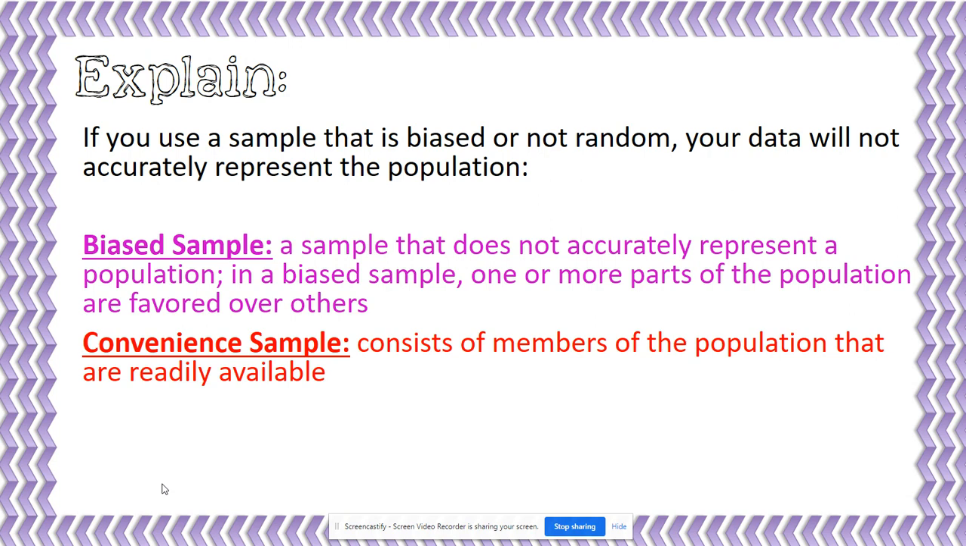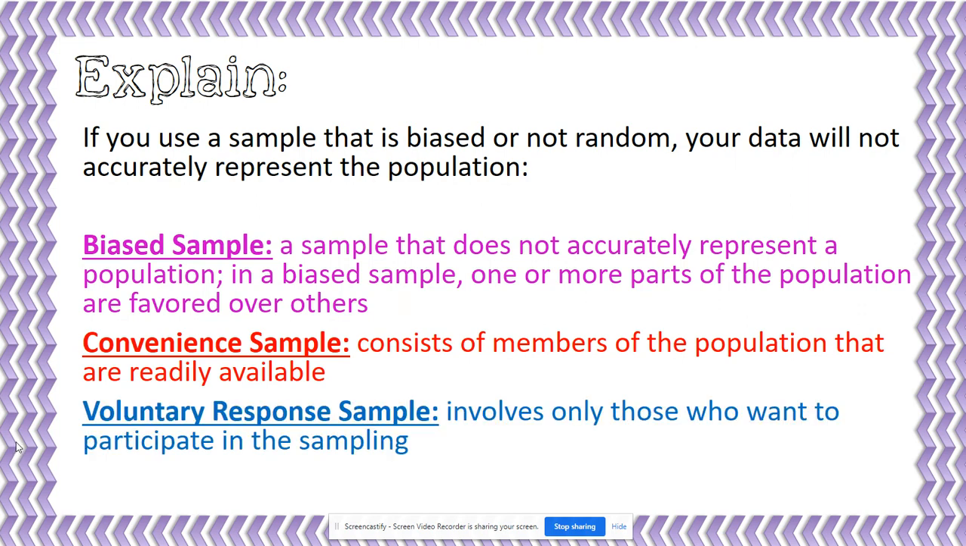A convenient sample is a sample that consists of members of the population that are readily available. A convenient sample may be you want to know about everybody at your school, and so you ask the students sitting with you at lunch. Although these students do go to your school, they don't necessarily represent everyone at your school, and not everybody had a chance to be selected. So this would not be a good sample to use.